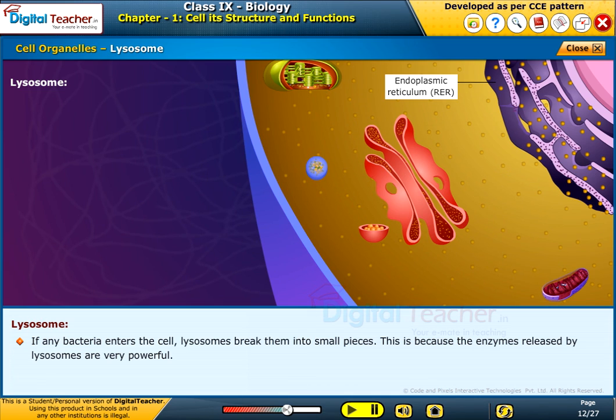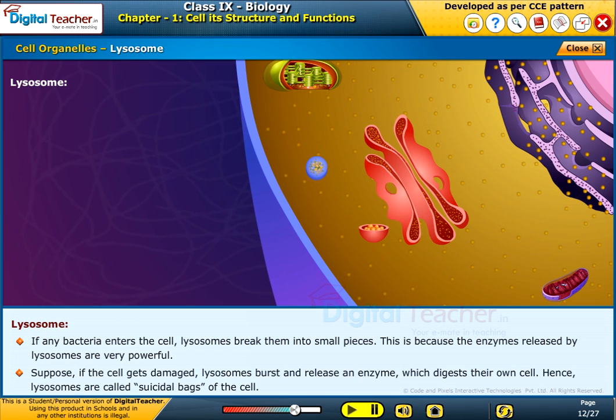This is because the enzymes released by lysosomes are very powerful. Suppose, if the cell gets damaged, lysosomes burst and release an enzyme which digests their own cell. Hence, lysosomes are called suicidal bags of the cell.